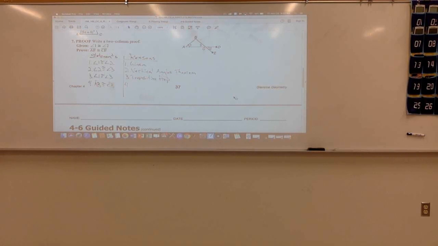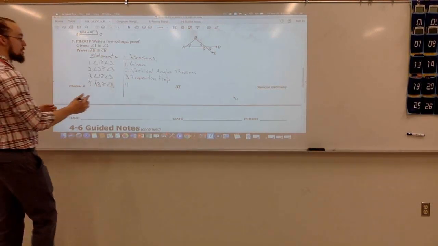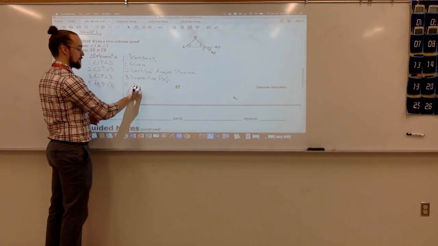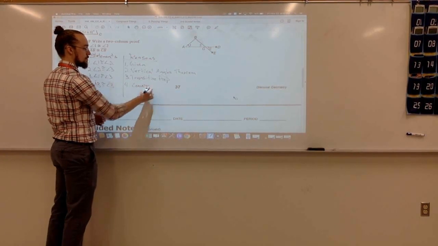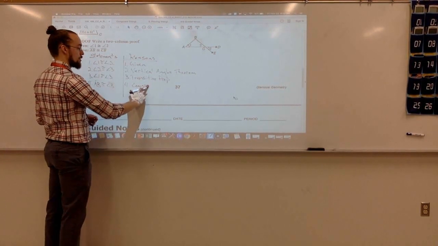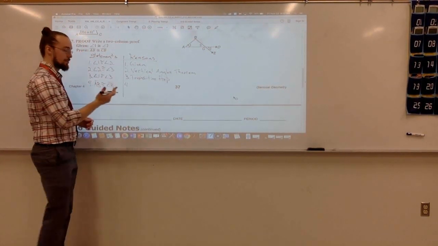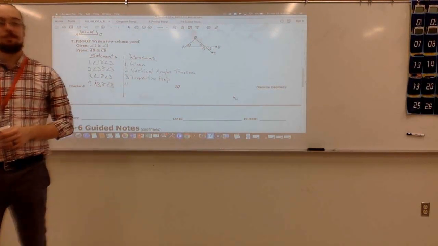Which one is it? If we've shown the angles are congruent, it's the converse of the isosceles triangle theorem. The converse or the regular one? Converse.